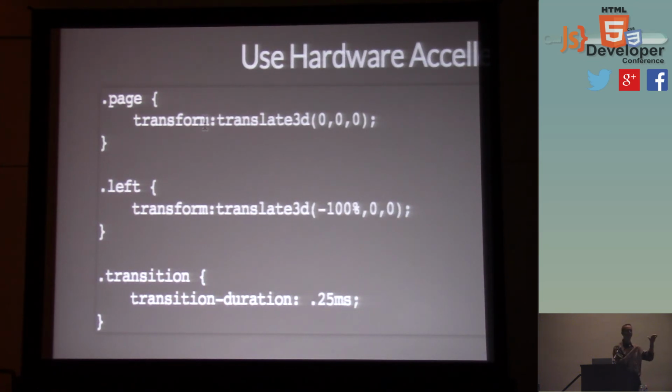What I recommend is having a container, put GPU acceleration on that container, and try and keep that container smaller than the minimum texture size for the GPU for the device. That's normally 1024 by 1024. It depends per platform.